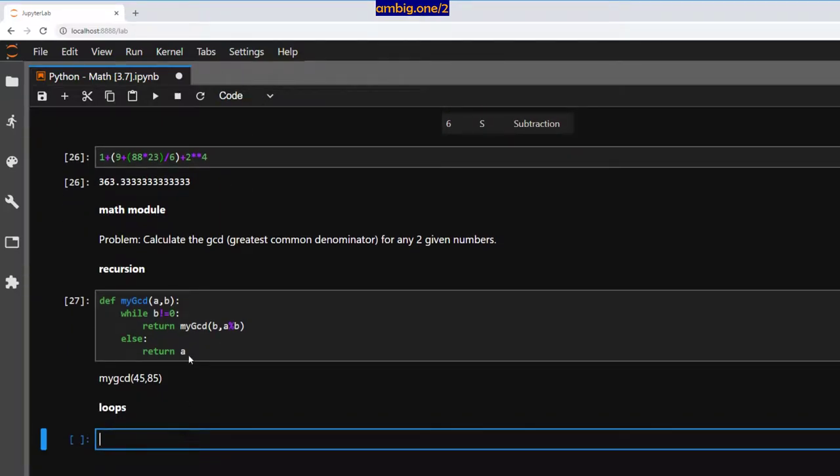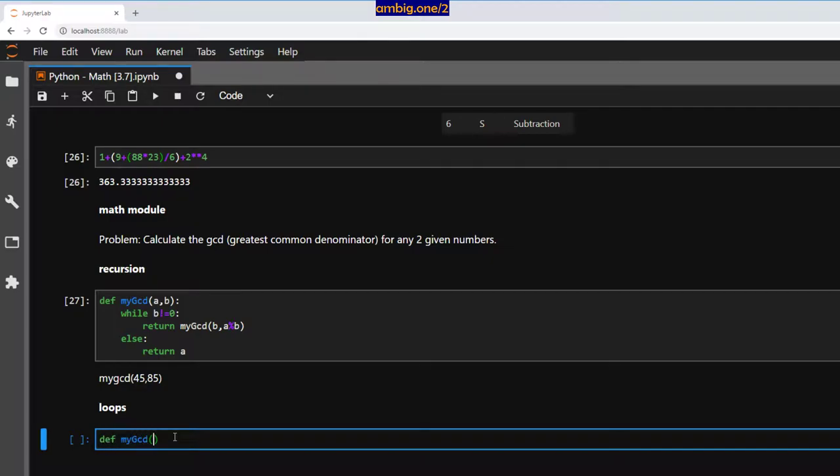Now there is another way. This is recursion. Recursion is a function that will run itself. So my GCD is running itself till a condition is met, till this while condition is met. Loops, again, don't worry about it for now, we will talk about that later.